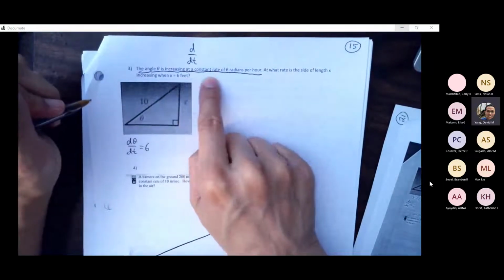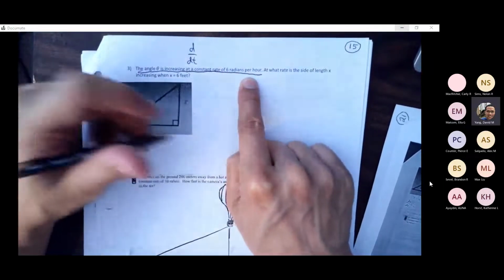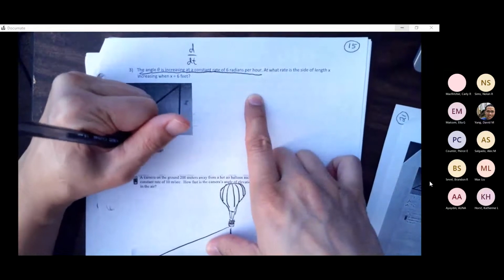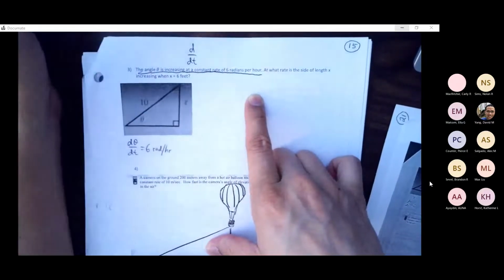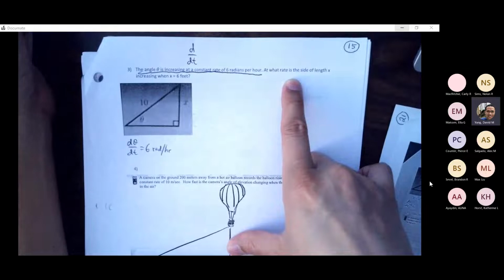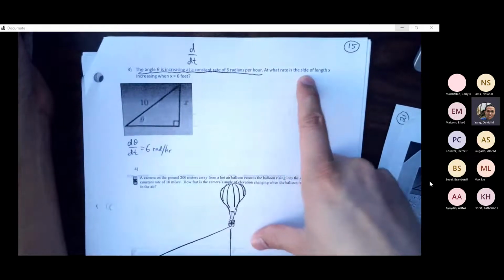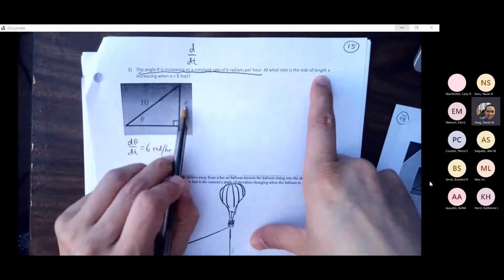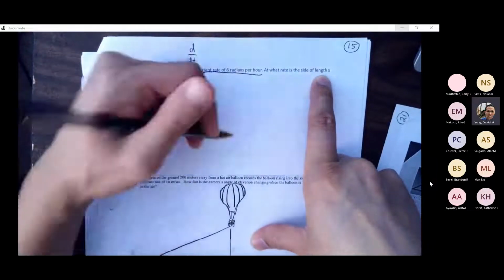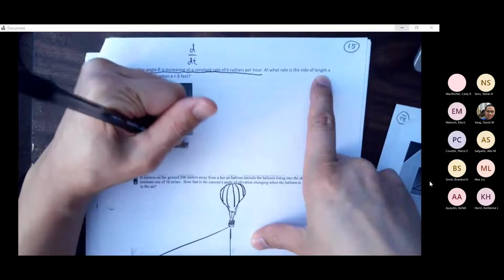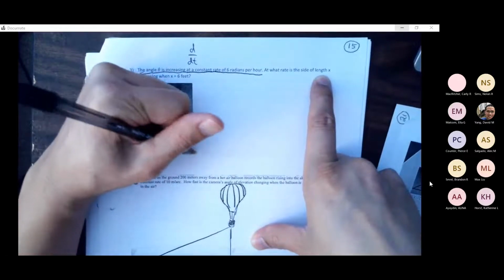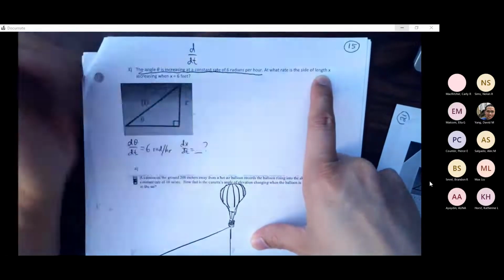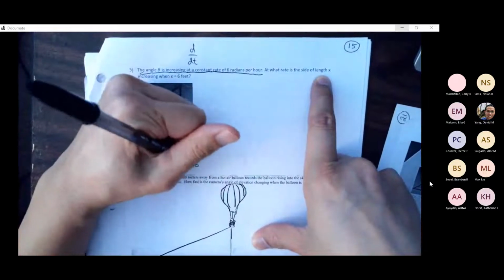Okay, increasing, so we know it's a positive 6 radians per hour. At what rate is the side length of x increasing? So we're looking for the rate that x is increasing. So we're looking for dx dt, when x is 6 feet.